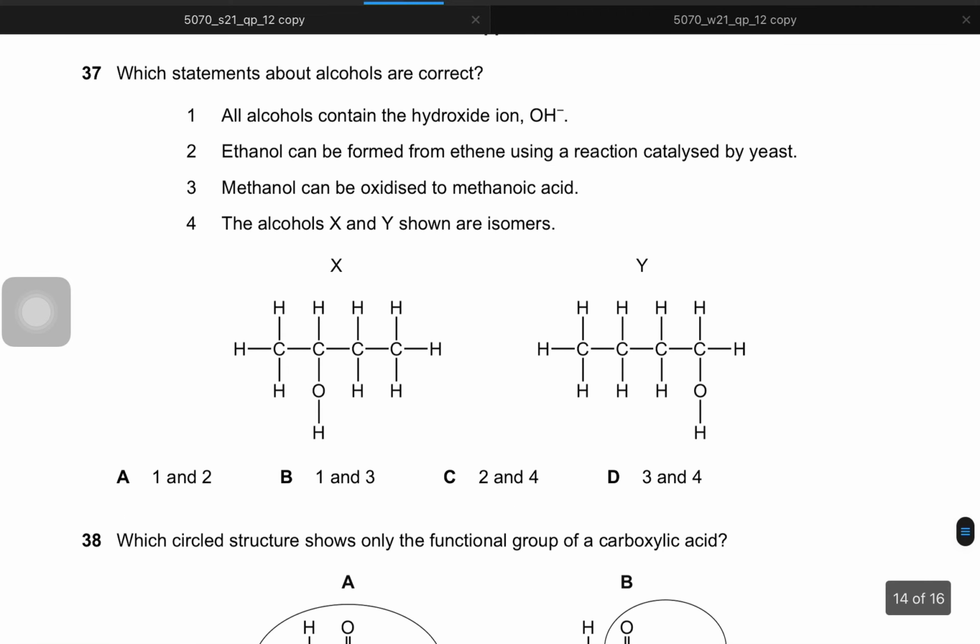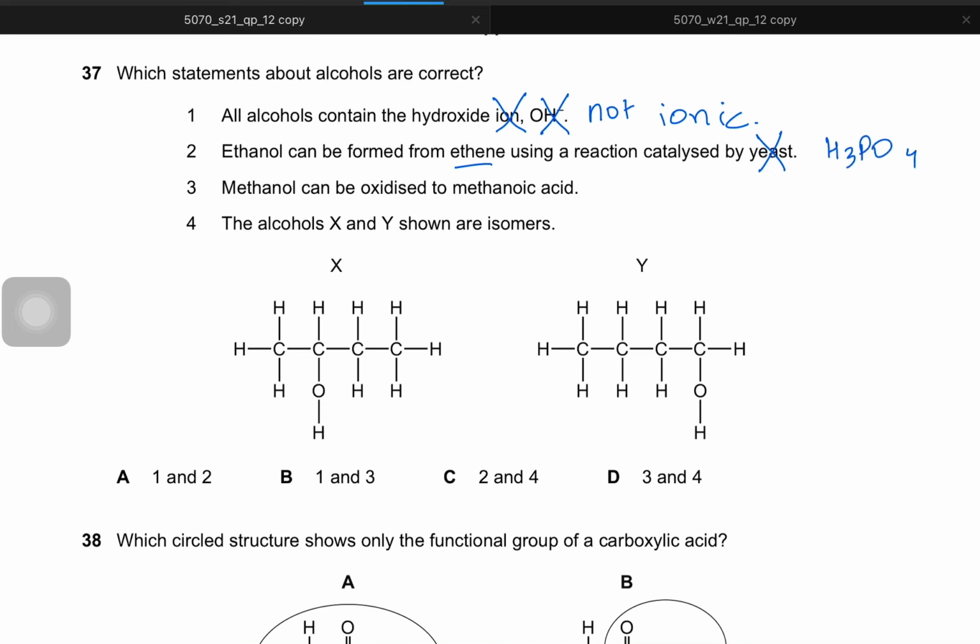Which statement about alcohols are correct? All alcohols contain the OH ion. That is wrong. Those are not ionic compounds, so they don't have the OH ions. Ethanol can be formed from ethene using reaction catalyzed by yeast. No, sorry. Ethene is used to produce ethanol if phosphoric acid is the catalyst.